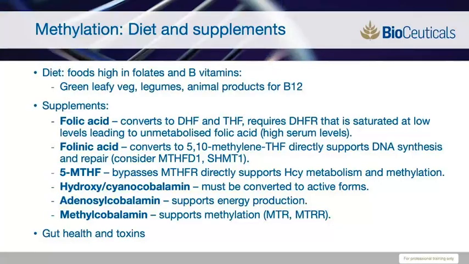Folinic acid is what converts 5,10-methylene tetrahydrofolate, directly supporting DNA synthesis and repair. Consider those SNPs, MTHFD1 or SHMT1. The 5-methyl bypasses MTHFR. So if someone's got multiple SNPs or you're concerned about MTHFR, you can think about the 5-methyl. We know that we have hydroxy and cyanocobalamin, but these must be converted to the active forms. Think about the hydroxy with chemicals and toxins. Adenosyl supports energy, and methyl directly supports methylation, the MTR and the MTRR.